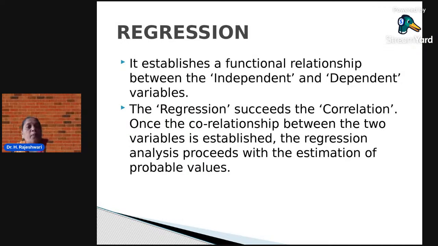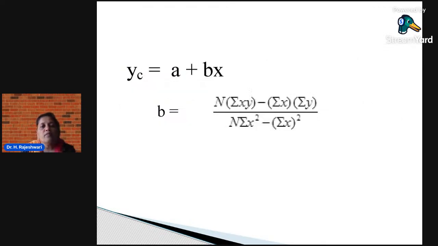I can also predict: if the x value is this much, what will be the y value, or if the y value is this much, what will be the x value. Like this, I can even estimate. This is the part of regression. Okay, so how to do it? We'll see the formula. Here you have two different formulas. One is yc equal to a plus bx.